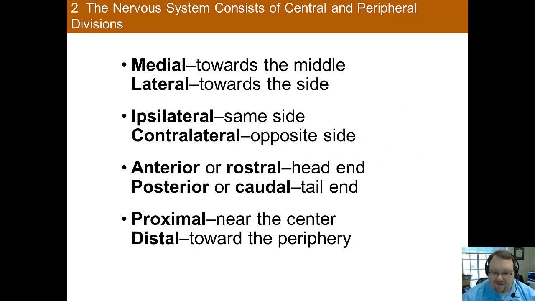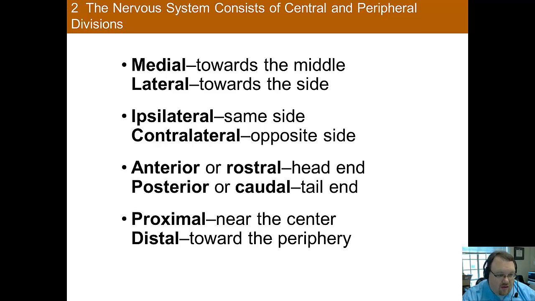A couple of the little terms help you know direction. Medial means towards the middle, whereas lateral means toward the side. So if you say something is lateral to the hippocampus, that means it's toward the side of the brain, away from the middle of the brain. So it helps you locate, oh, that's there, gotcha. Ipsilateral is the same side, whereas contralateral is the opposite side. This is important because most parts of the brain are on both sides, so you need to know which side we're talking about.